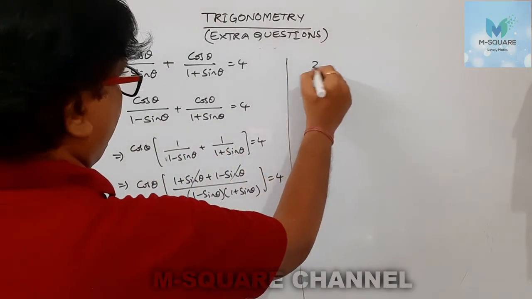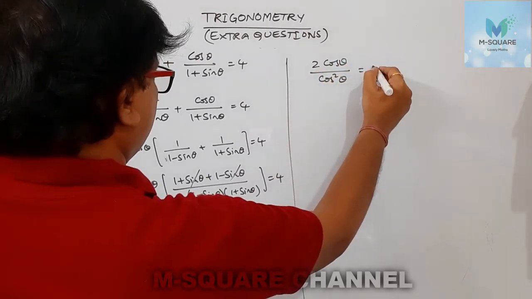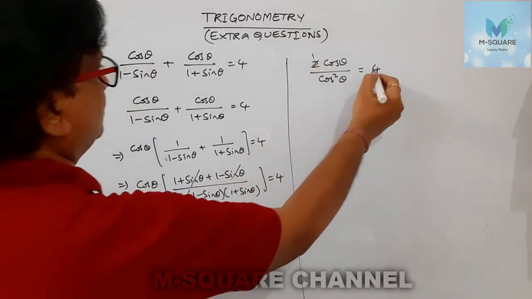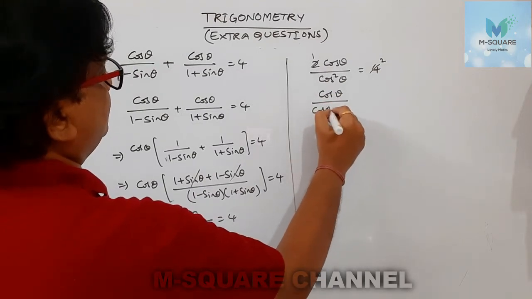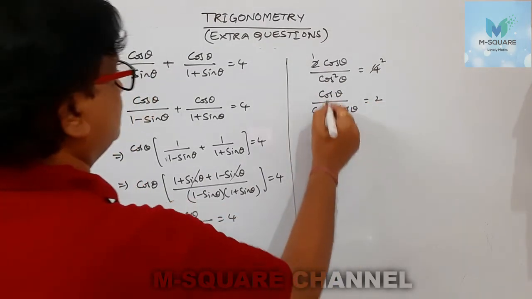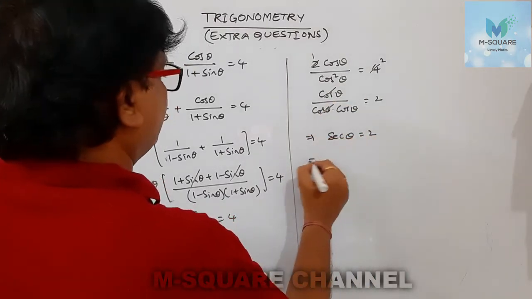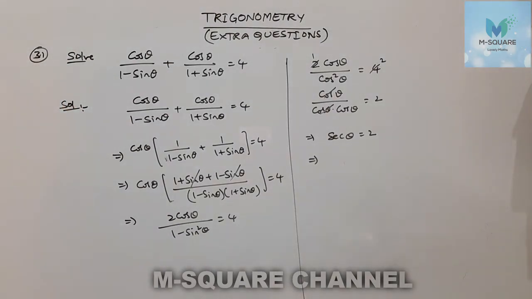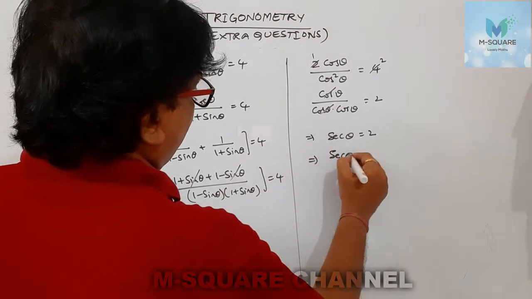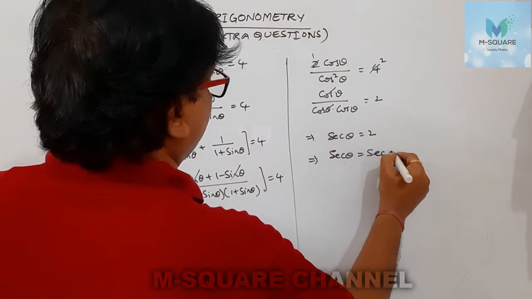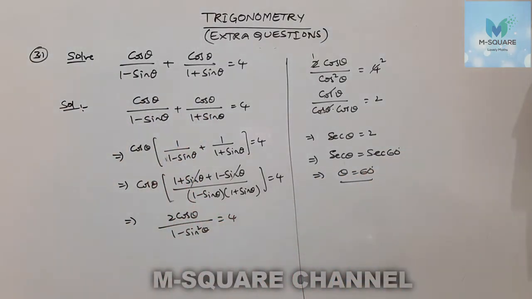Here 2 cos theta by cos square theta equal to 4. You can cancel it. 2 by 4 is 1 by 2. So cos theta by cos theta into cos theta equal to 2. These two are cancelled. 1 by cos theta means secant theta equal to 2. Secant theta equal to 2. In the secant theta table, secant theta equals secant 60. So theta value is 60 degrees.